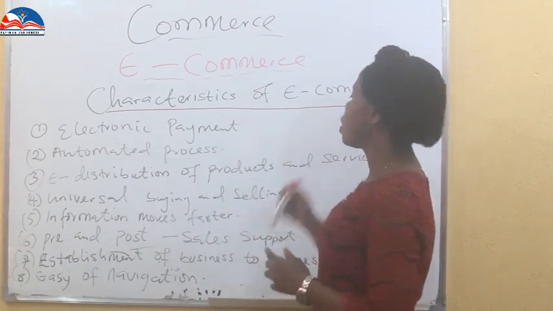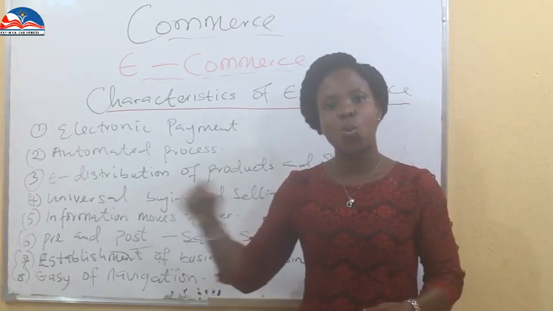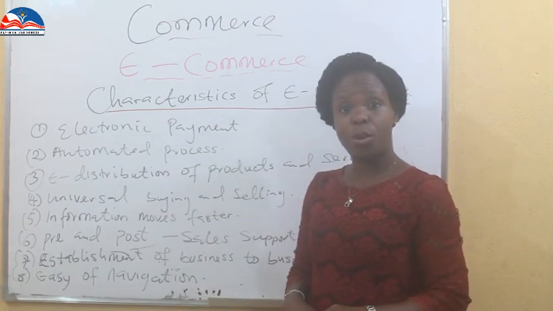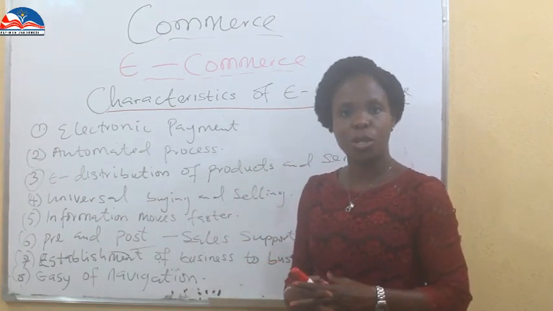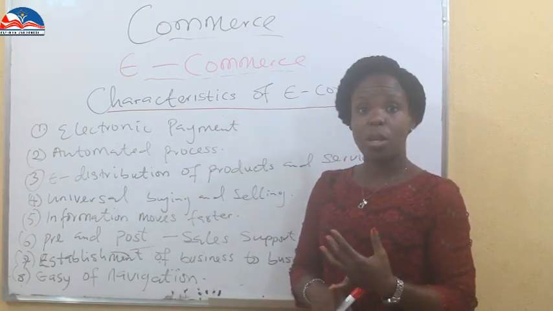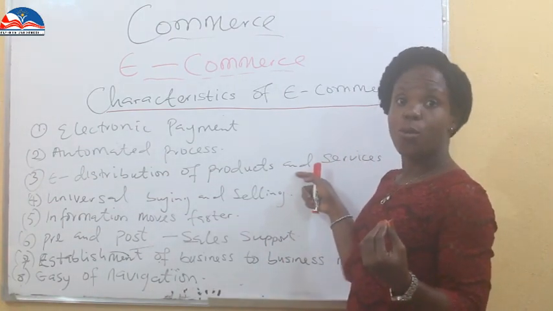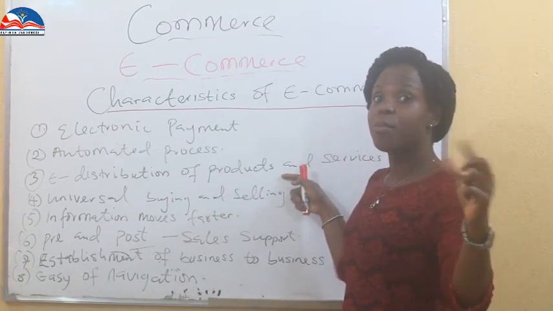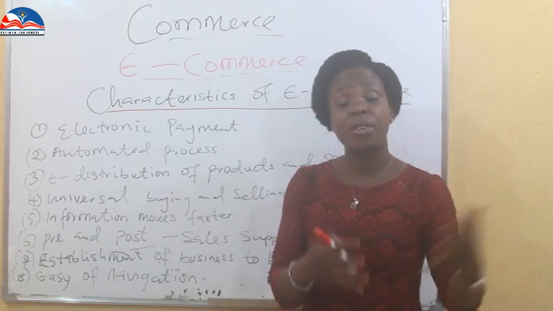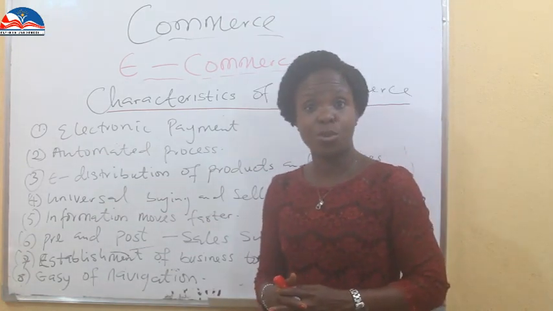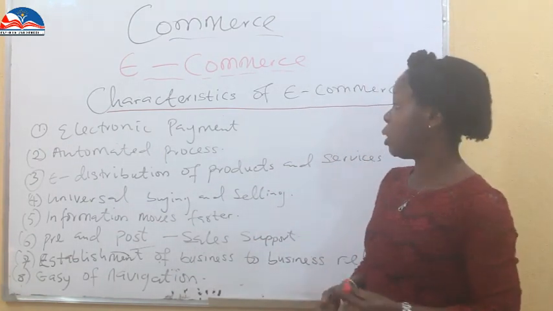Then e-distribution of products and services. The moment you pay, if these products are digital products, immediately they are sent to you via your email or whichever platform the seller decides to use. If they are digital products like ebooks and video courses, they are sent to you immediately. But if they are physical products, they are sent to you via courier agents. For example, if you order your product from the Jumia website, it can be delivered at your doorstep. And if it is digital, you can receive it via email or whichever platform you wish.